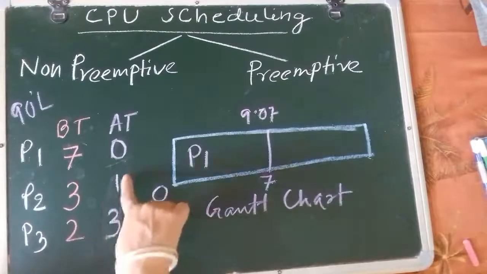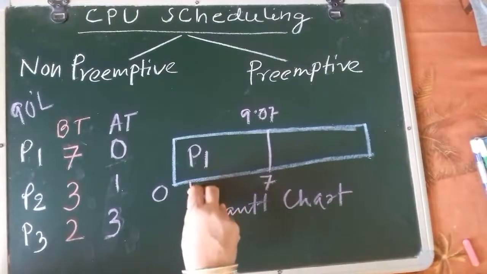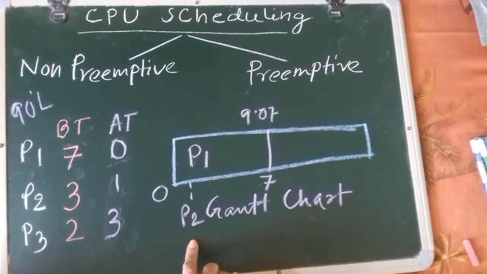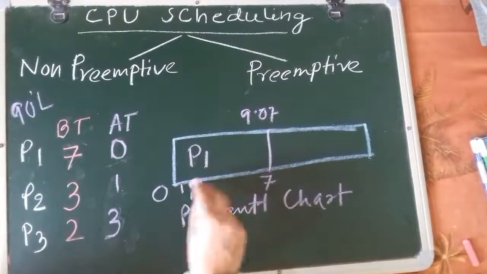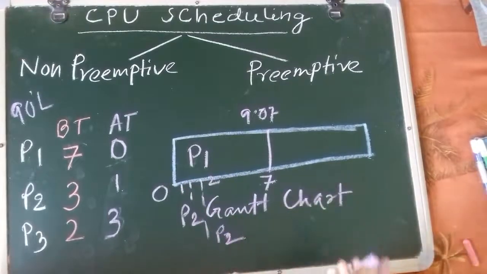Now at 1 instance of time, P2 has arrived. P2 has actually arrived, but it has to wait. P3 also arrives at instance 2. So at this time P2 has arrived.